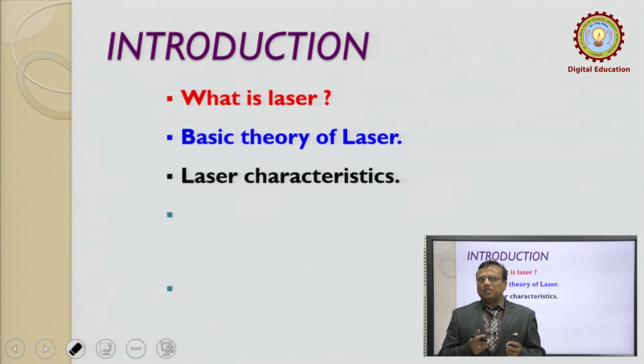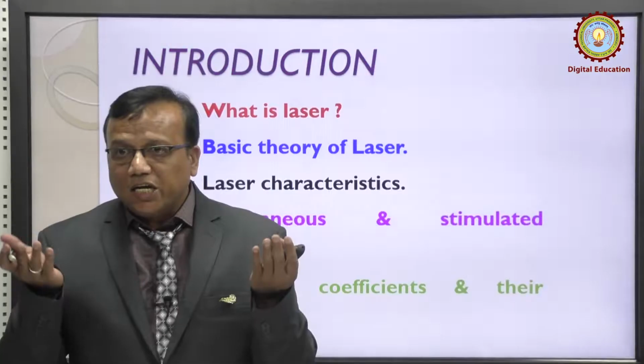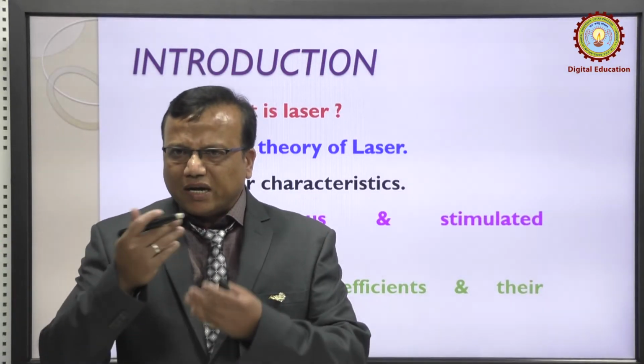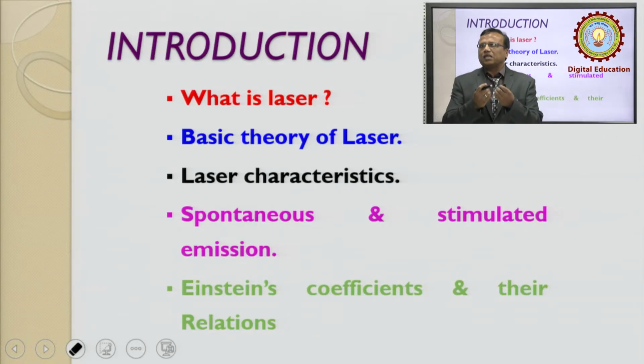The third one is laser characteristics. Laser is becoming more and more popular nowadays, so why is it so? It is only due to the characteristics of laser. The next is the process of spontaneous emission and stimulated emission, by which laser is generated. In the last we will discuss the Einstein coefficients, and try to correlate them and find the relation between these coefficients.